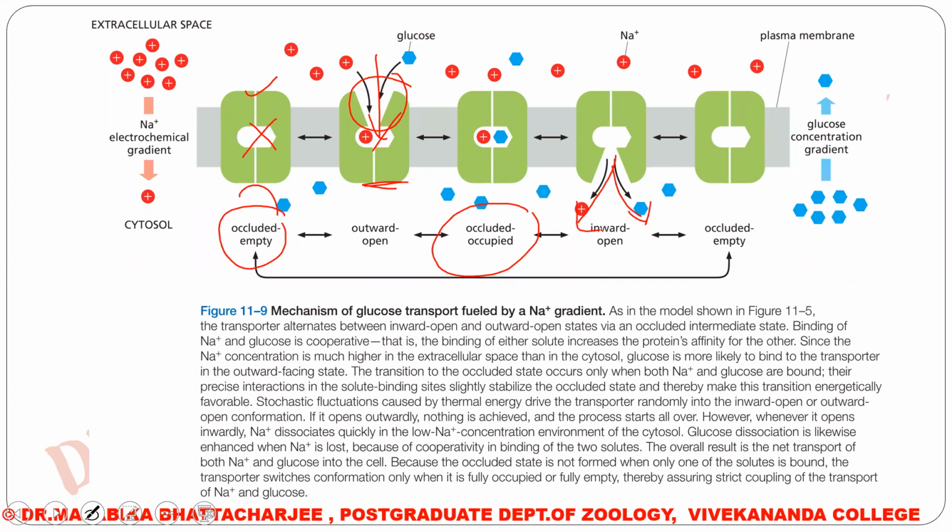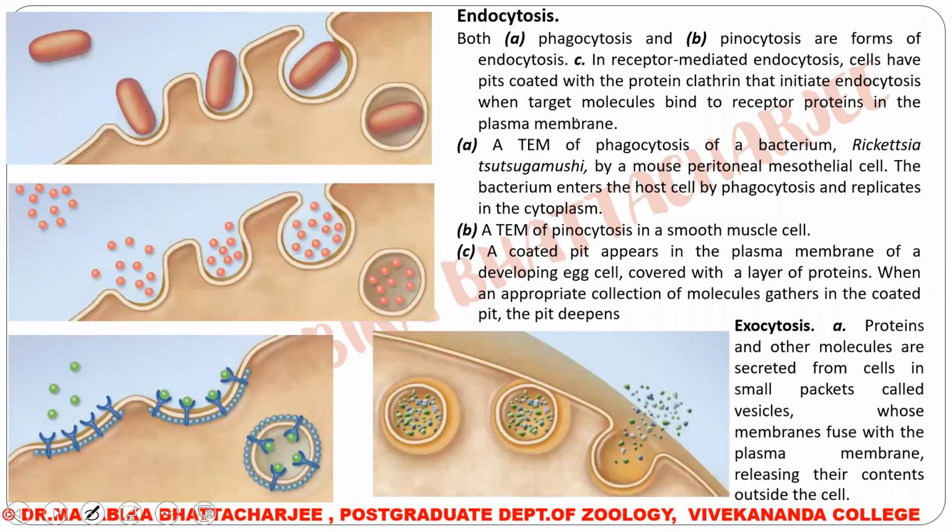So these are the two states in which the gates may exist. One is the occluded empty, both gates closed, and one is the occluded occupied. Here also both gates are closed, but in occluded empty, the interior of the transporter does not contain the two molecules it is transporting. In occluded occupied, it is containing the two molecules which it is actually transporting.